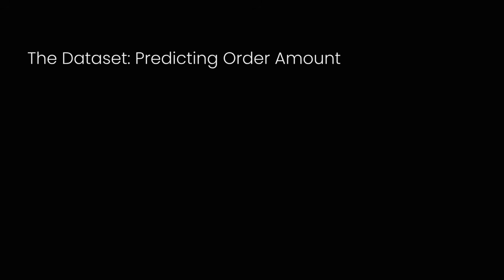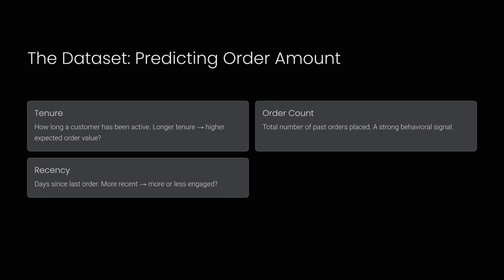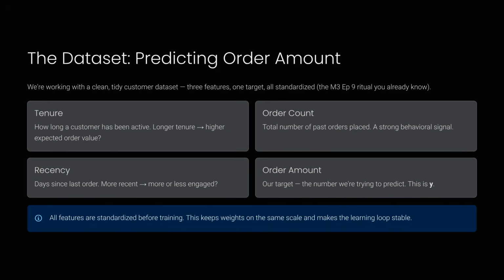We are working with a standardized dataset containing three features: tenure, order count, and recency, to predict our target variable, the order amount. Standardizing keeps our learning loop stable.